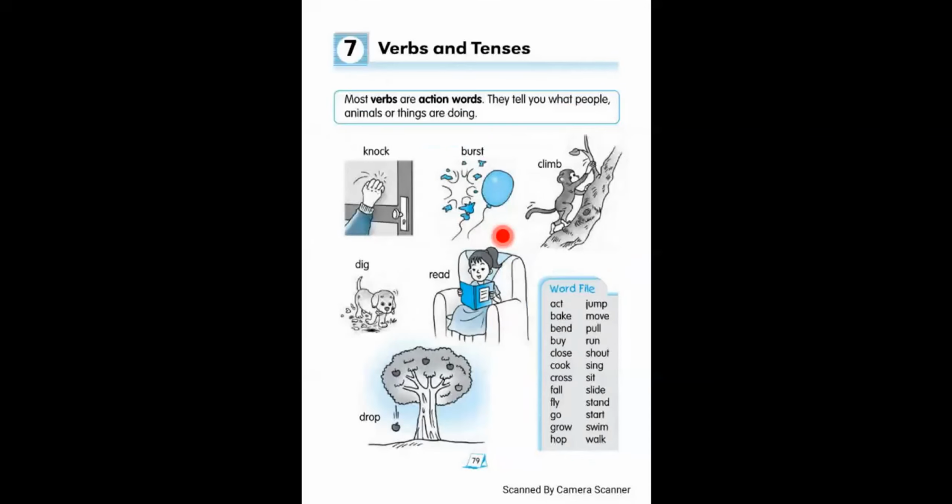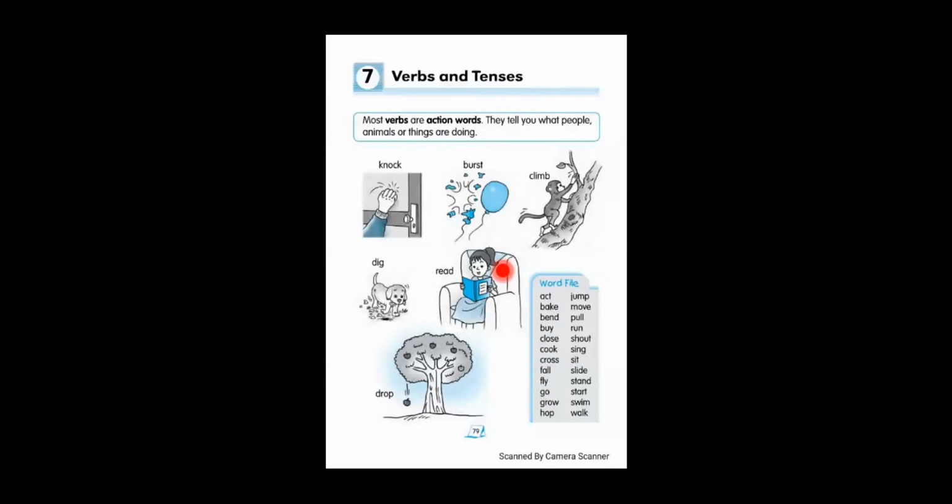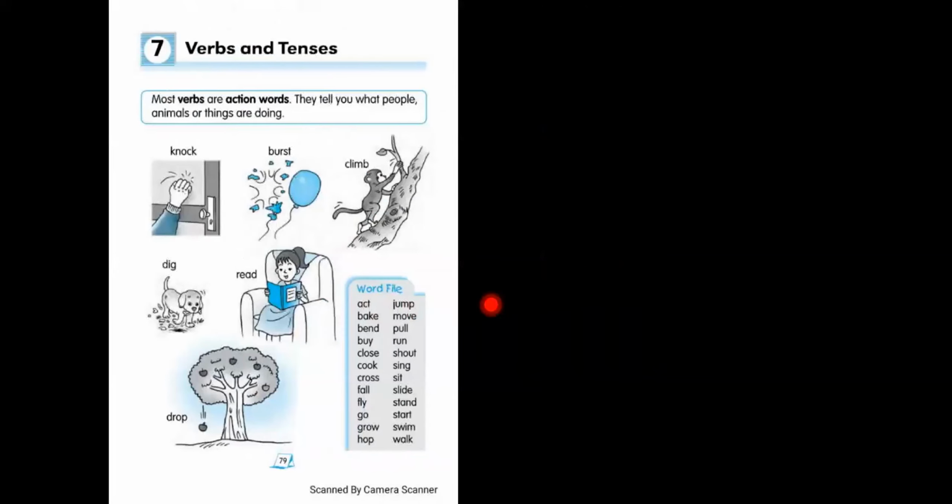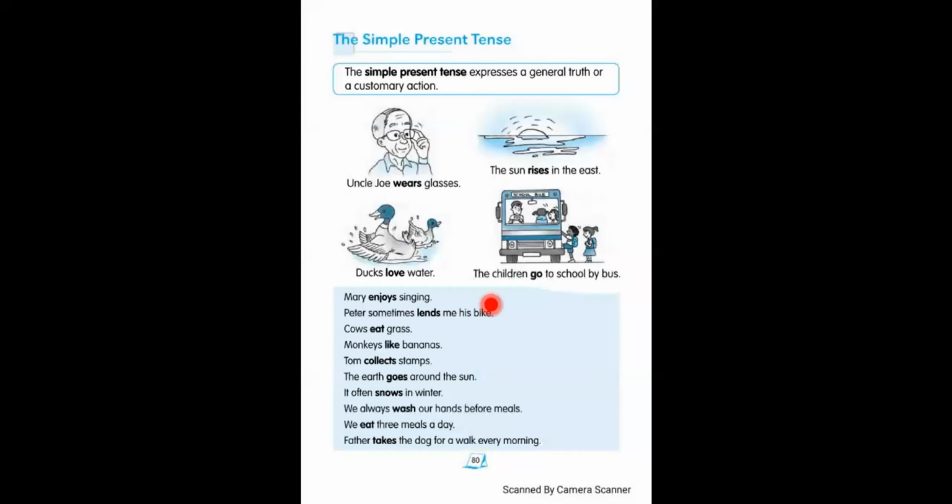Let's just do a quick recap. Okay, so verbs, all of you know what are verbs? Action words. Yes, and they tell us what people or animals or things are doing. So verbs like eat, sleep, cook, clean, jump, hop, jog. All these are act, knock, burst, climb, dig, drop. All these are push, pull, sit, stand. All these are verbs. Then we started with the tenses, right?